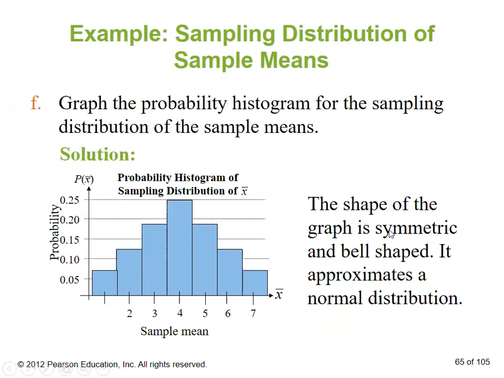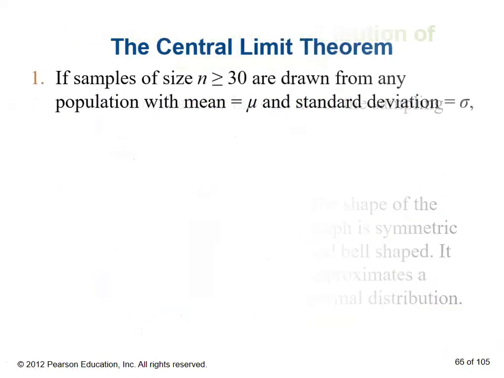Tell me what you noticed about the shape of this thing. There you go. It is symmetric. It is bell-shaped, so that means it approximates a normal distribution. Now, did the original look like a normal distribution, the population? It was uniform, wasn't it? But based on this sample, where we're taking out 2 slips at a time, the sampling distribution of the sample means is a normal distribution.